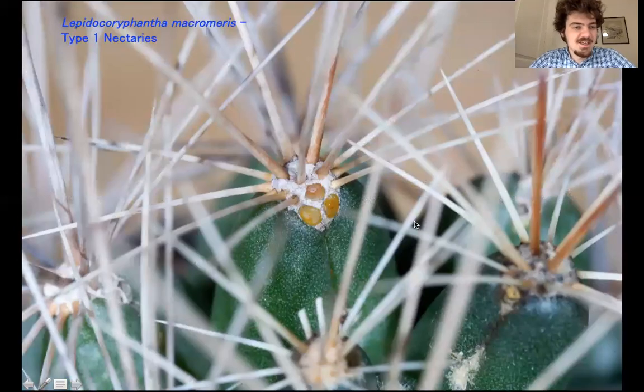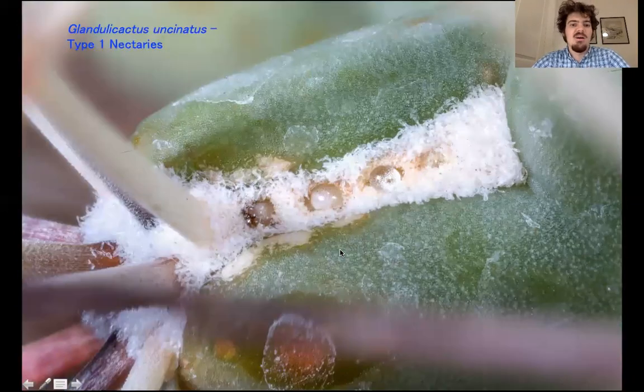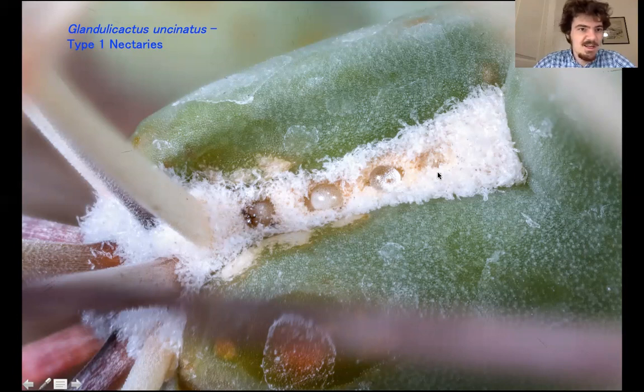They can be borne singly, like the picture we just looked at, or there can be more than one per areole. You can see a cluster of them on this areole here. They can also arise in a linear fashion along the length of the areole. Here's the elongated areole of a glandulosa cactus. You can see a little row of nectaries above where the spines come out.